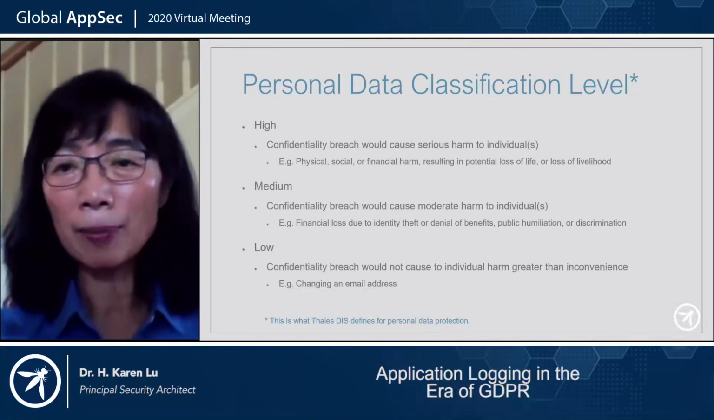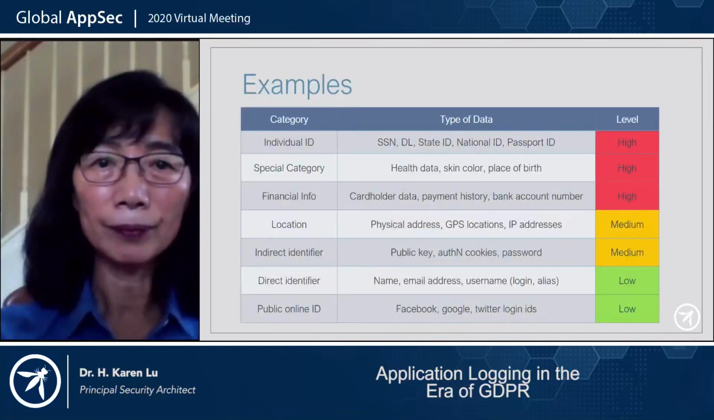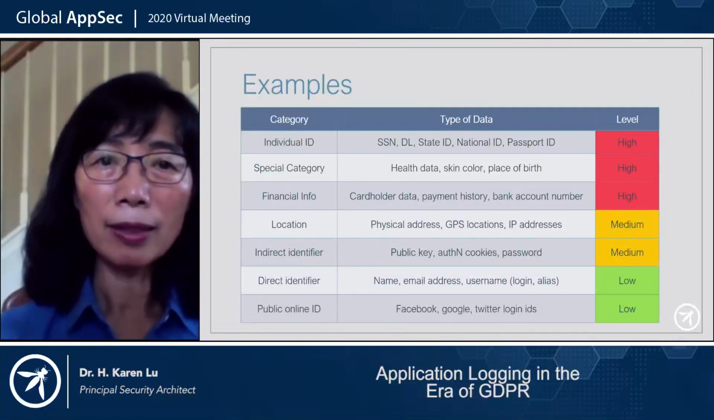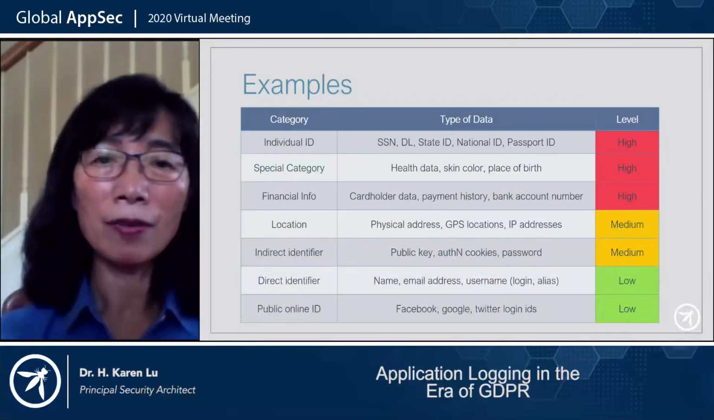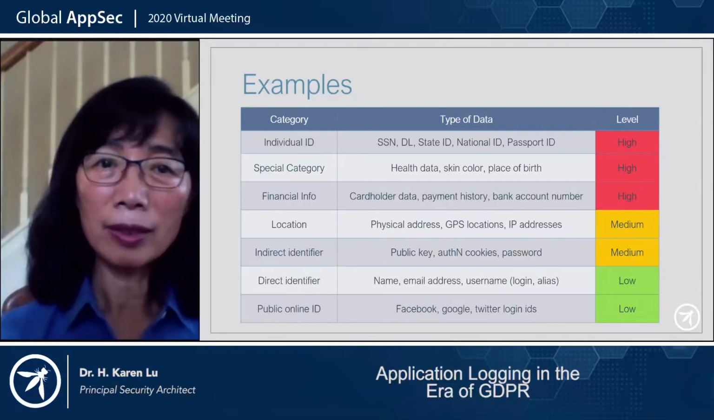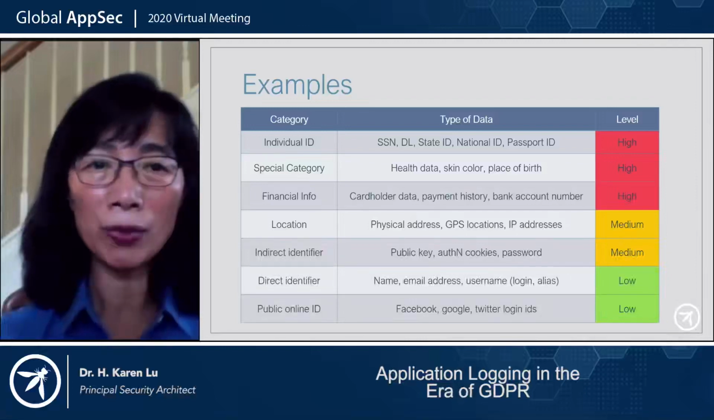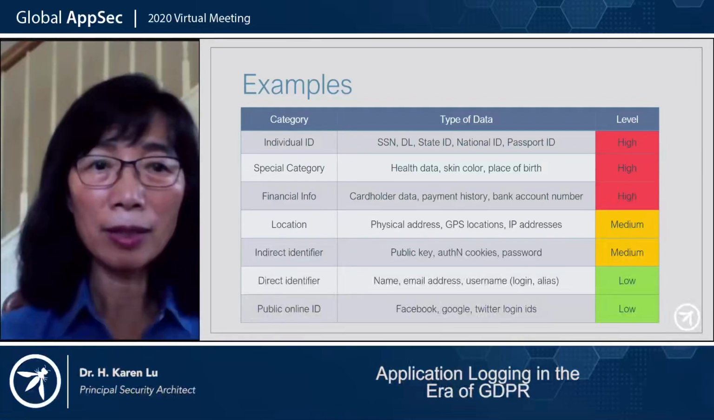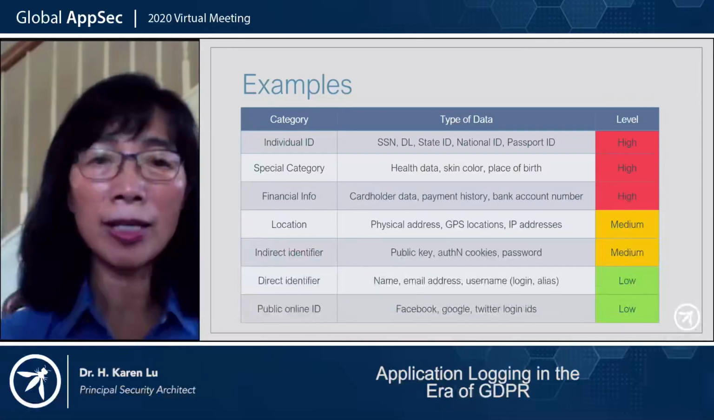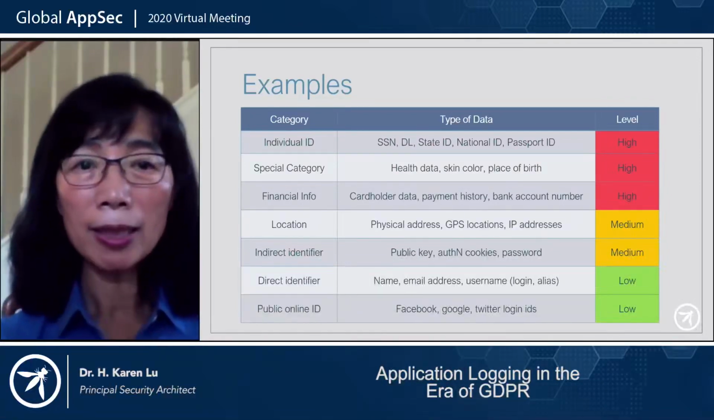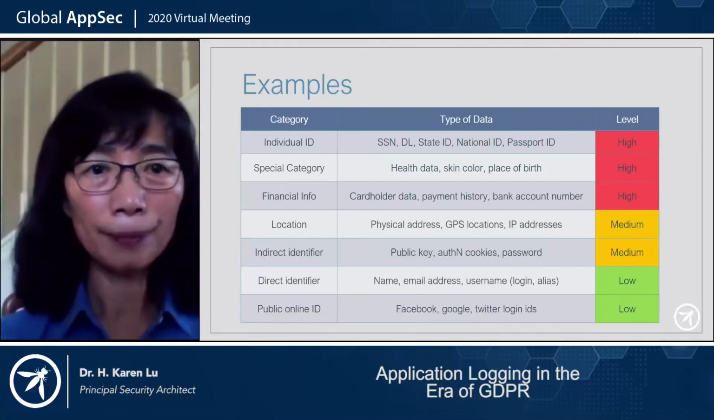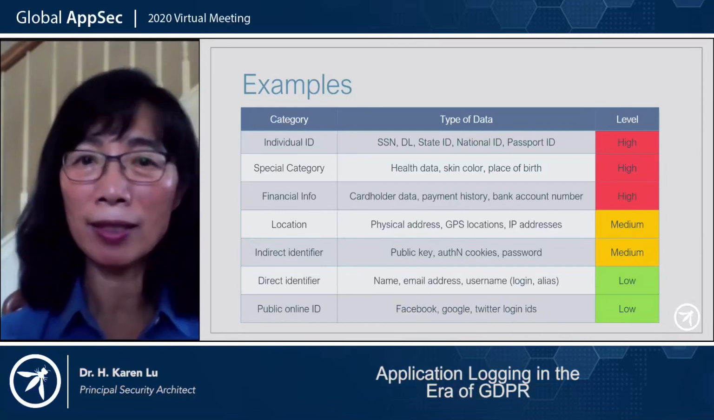Let's see examples of what data belong to classification. Individual IDs, for example, social security number, national ID number, passport, we classified as high. And health data are classified as high, and so is financial data, like cardholder data, payment history, banking account number. And the locations, such as physical address, GPS location, IP address, are classified as medium. So are public key, password, and the direct identifiers, such as names, email address, Facebook IDs, those are classified as low.